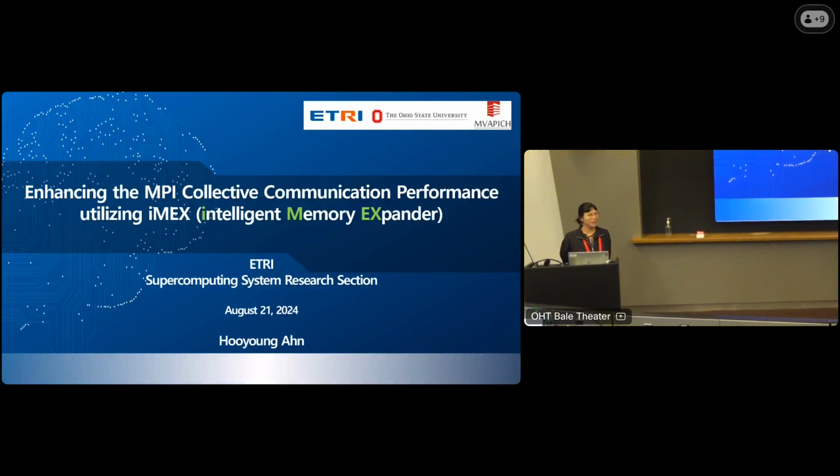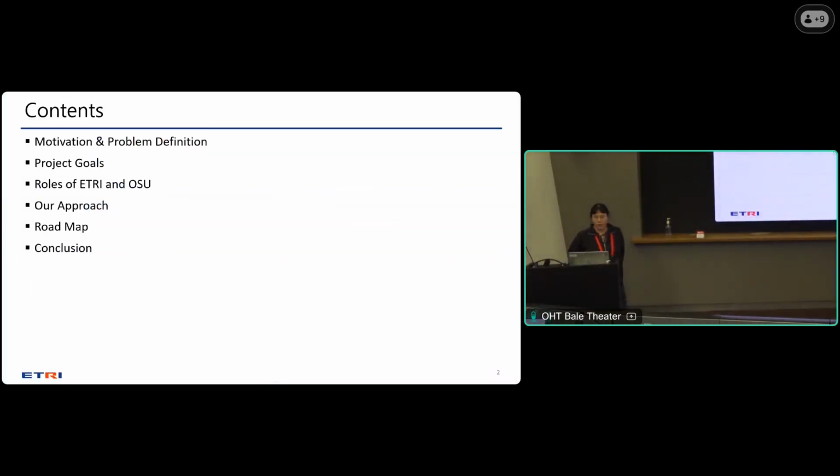Hi, I'm HooYoung from the Supercomputing System Research Section at ETRI in South Korea. I will present the research on enhancing the MPI Collective Communication Performance utilizing iMEX, which stands for Intelligent Memory Expander. And this is a joint research project between ETRI and OSU. This presentation covers the motivation and problem definition, project goals, roles of ETRI and OSU, our approach, roadmap, and conclusion.